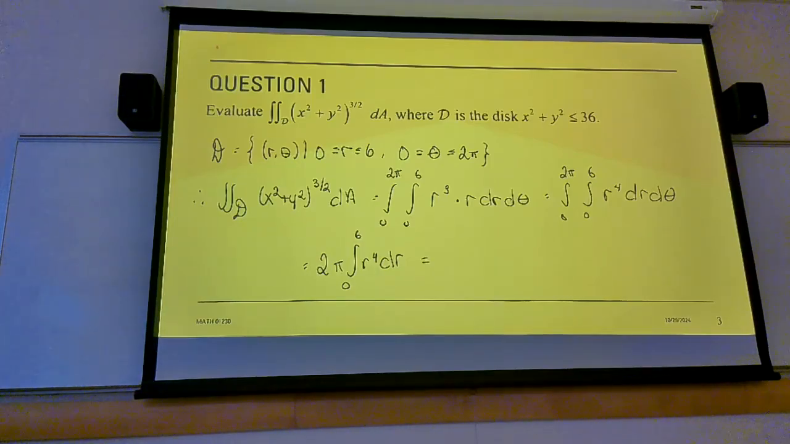Then we get 2 pi over 5 times 6 to the 5th, right? Because it's r to the 5th over 5 from 0 to 6. What is 6 to the 5th power? 7776.